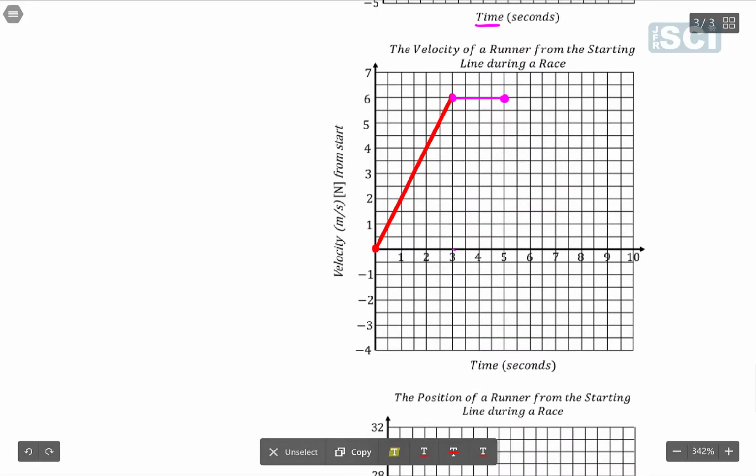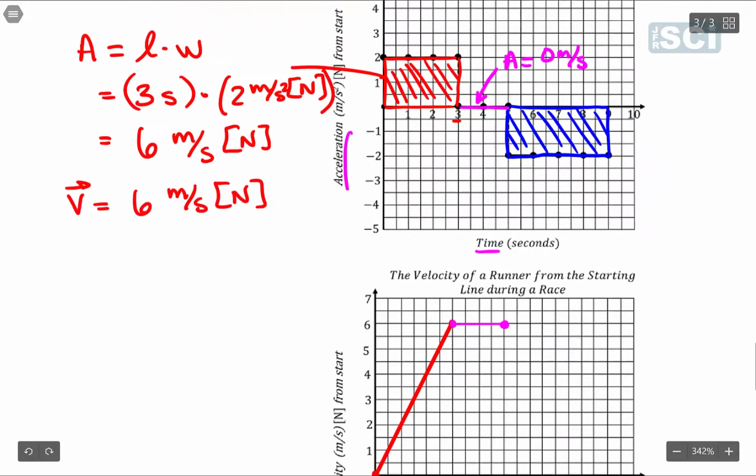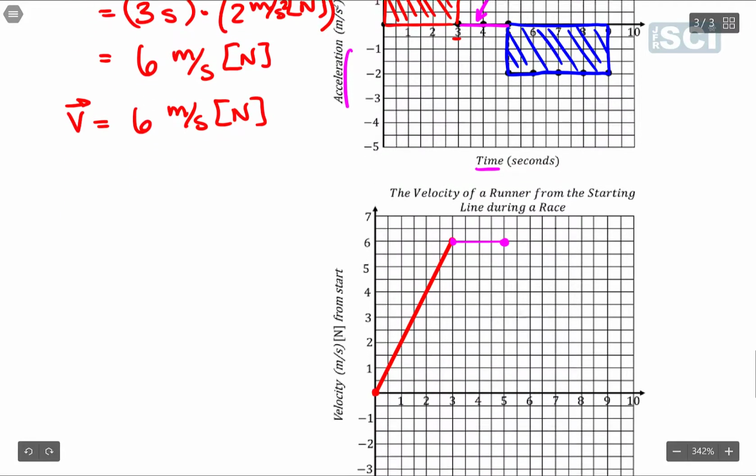I bet there's some people that thought I should draw a line down at the very bottom here. And that would indicate that my velocity went to 0. No, we have to remember that acceleration represents change in velocity. So the fact that my acceleration is 0, my velocity remains constant.